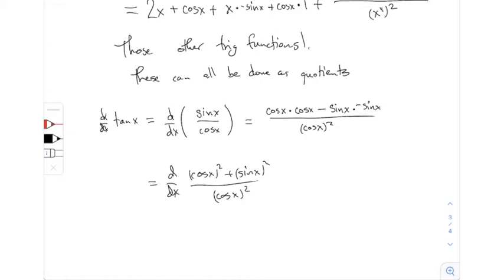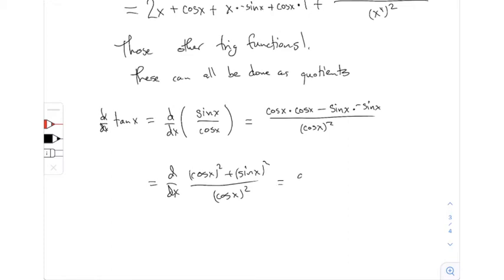Yeah, the top is 1. So this is the most important, maybe the only important formula from trigonometry that I hope that everybody knows, and that is that sine squared plus cosine squared equals 1. So the top adds up to 1.